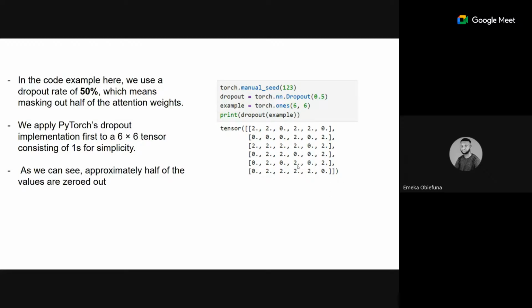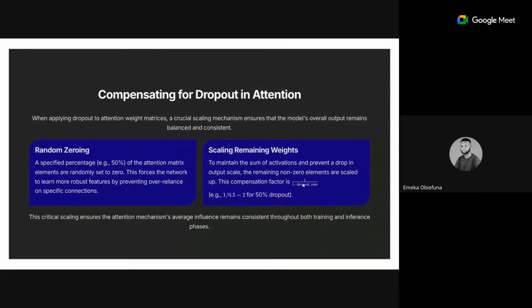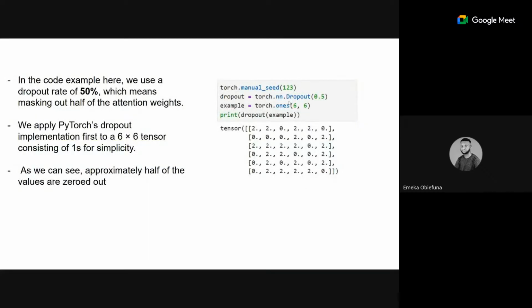If you change this value here to, say, a dropout rate of 20%, that's 0.2, it's going to use that same formula to rescale. So you can try it out. You can play around with this when you are experimenting with the code that you have here.